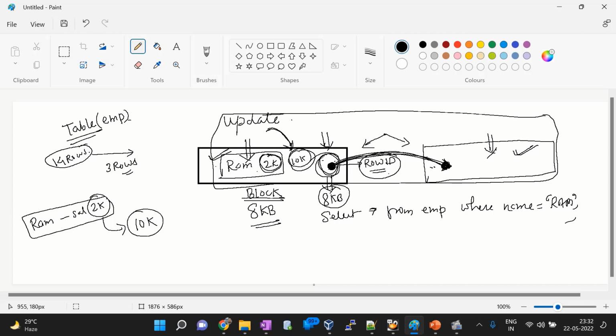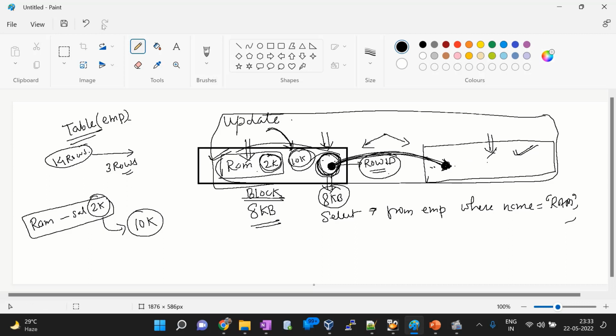So in the migration case, the entire row can be migrated to another block, keeping information on the other block saying that half of the information can be present in different blocks.